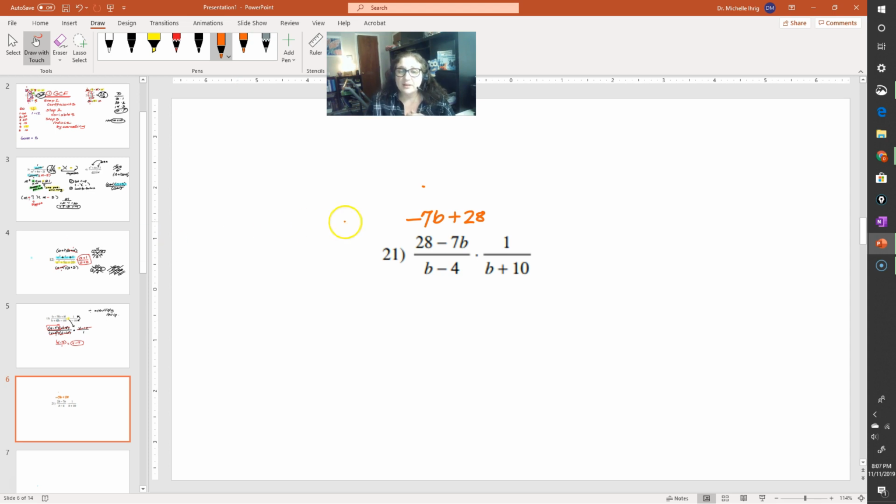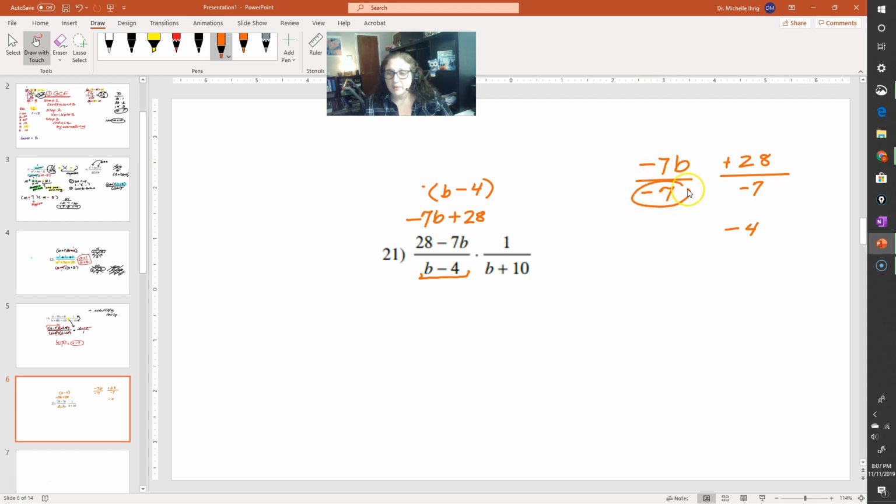Now I notice in the denominator I have a b minus 4. So most likely in the numerator I'm going to get a b minus 4. Well, how do I do that? If I'm trying to get a negative 4, 28 divided by 7 is going to give me 4, but because I'm switching the signs, I'm actually dividing by negative 7. So each of these gets divided by negative 7. And that will allow me to have negative 7 outside and the b minus 4 inside.